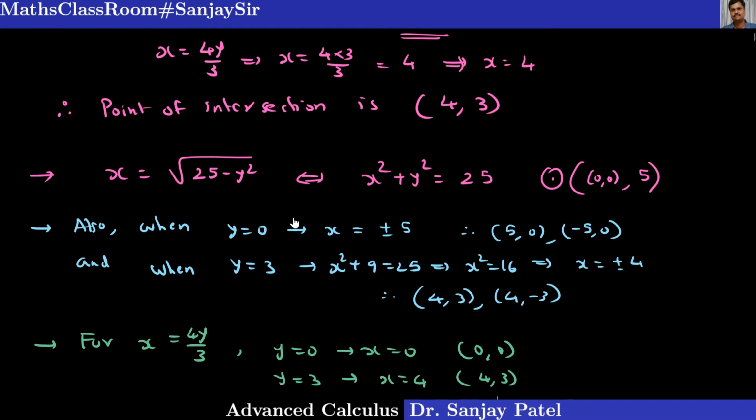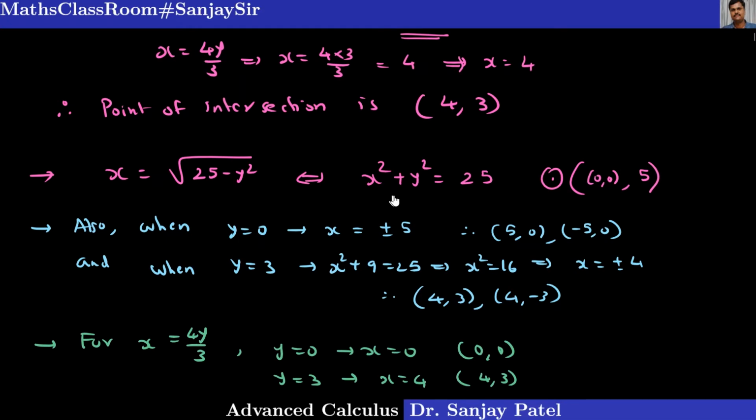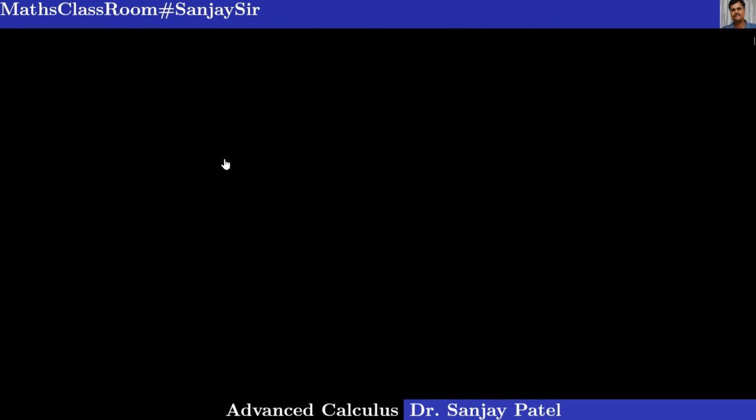Keeping in mind all this information, let us try to draw the figure. Remember, one curve is a circle, which is this, and the other curve is a straight line, x is equal to 4y by 3, or you can say y is equal to 3 by 4 times x. So let me draw the region of integration first.